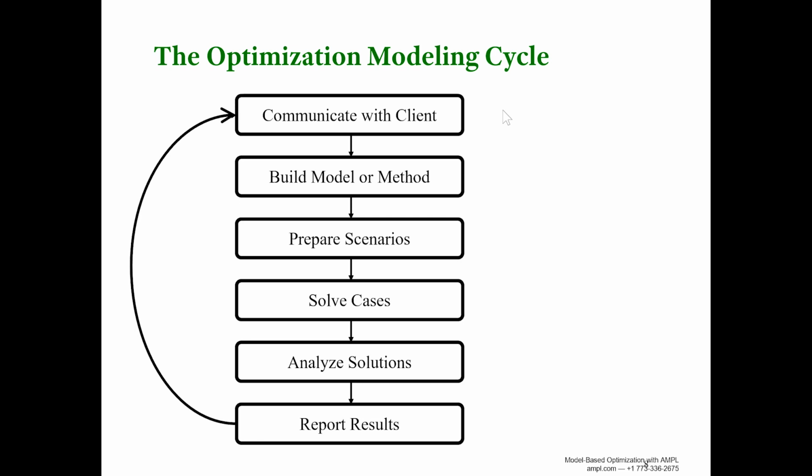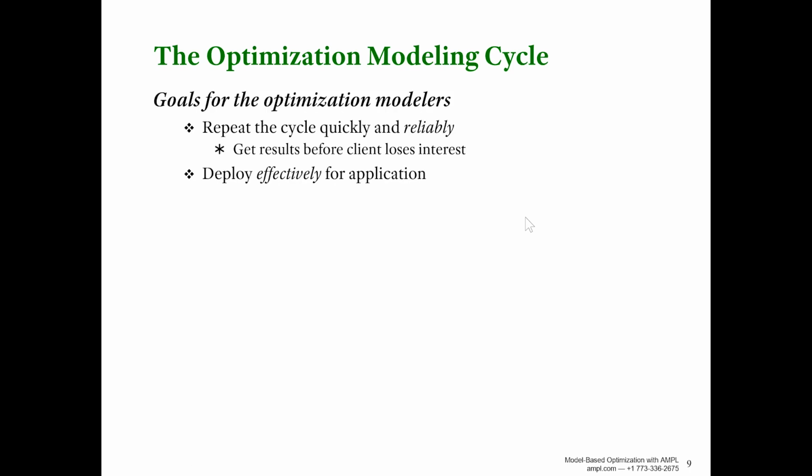There are some things you overlooked. There are some things the client forgot to tell you. There are some deficiencies in your model that are getting you solutions that weren't desired. And so you have to go through this cycle typically quite a few times before you get something that you can come out with and use. So the goal for an optimization modeler is to repeat this cycle quickly and reliably to get results before the client decides that they've lost interest.